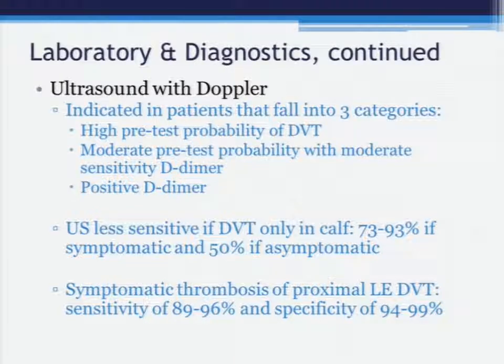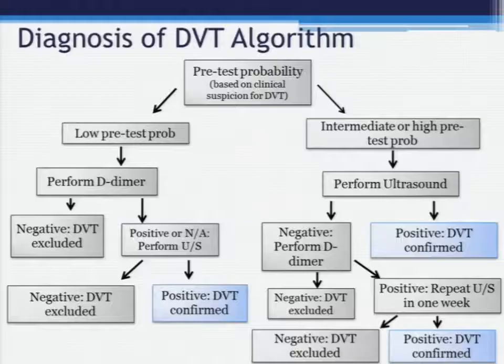Okay, the other option for the evaluation of an acute VTE is an ultrasound with Doppler, and that's indicated in patients who fall into 3 categories. They could be your patients who have a high pretest probability of DVT, a moderate pretest probability with a moderate sensitivity D-dimer, or patients who have a positive D-dimer. Now, the ultrasound is less sensitive if the DVT is only in the calf, but if you have a symptomatic thrombosis of a proximal lower extremity DVT, an ultrasound is around 90% for both sensitivity and specificity. So you're not wrong if you get an ultrasound, but the literature right now would say if they have a low to moderate probability, you start with a D-dimer, you go to an ultrasound if they're high probability.